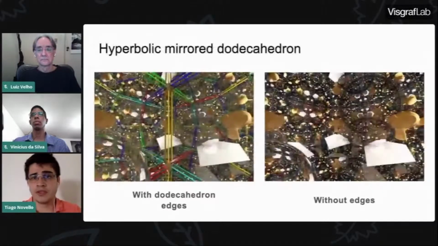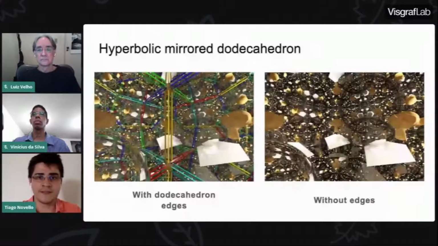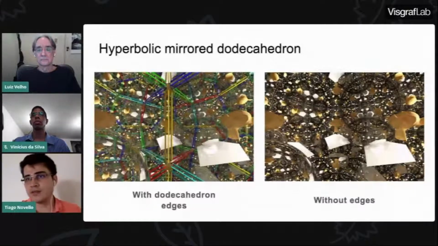The last example is the inside view of the hyperbolic dodecahedron. On the left, the scene is composed of a Suzanne, a specular sphere, and a pentagon floor. We add the fundamental domain edges to highlight the hyperbolic space tessellated by right-angled dodecahedra. The image is the inside view of the hyperbolic space quotiented by the discrete group generated by hyperbolic reflection of the dodecahedron face. On the right, we only removed the dodecahedron's edges.